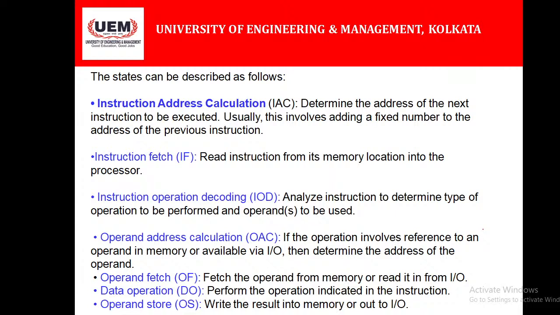And there are different types of states, like instruction address calculation. It determines the address of the next instruction to be executed. Instruction fetch is one major operation where you are reading the instruction, like add b comma a is the total instruction, and this whole instruction is stored in some memory location. So you have to read it first, and then you ask where the operands are located and so on. This is the first step, and then instruction operation decoding.